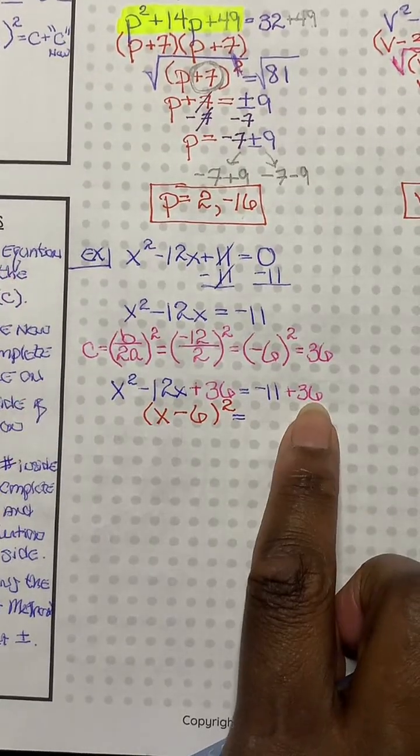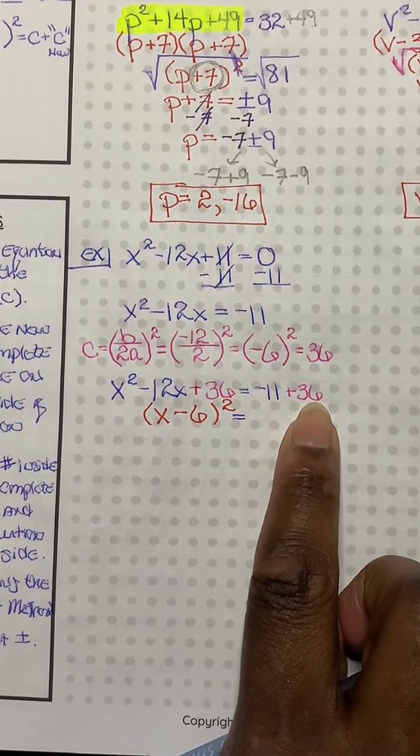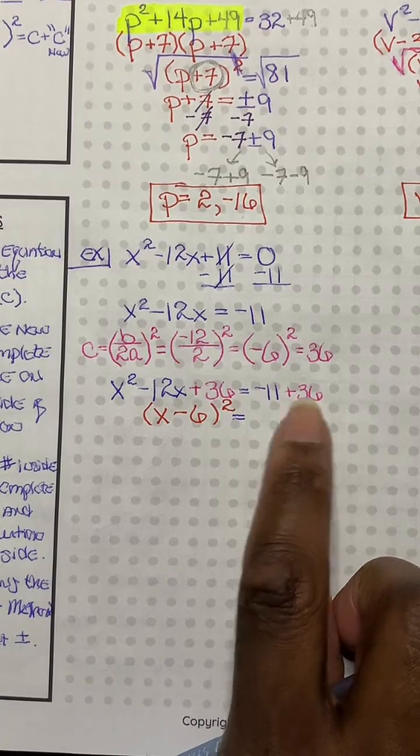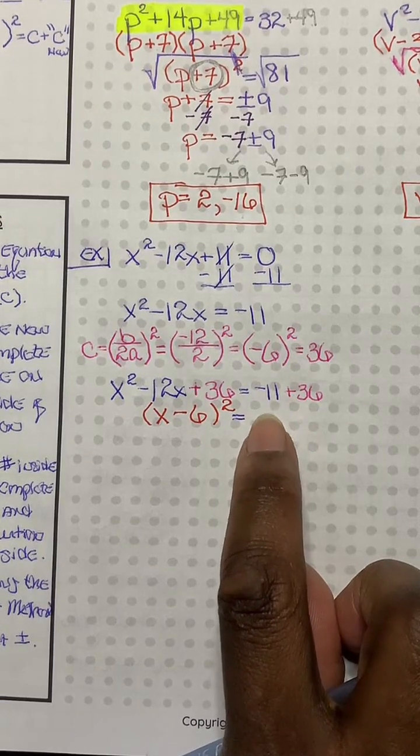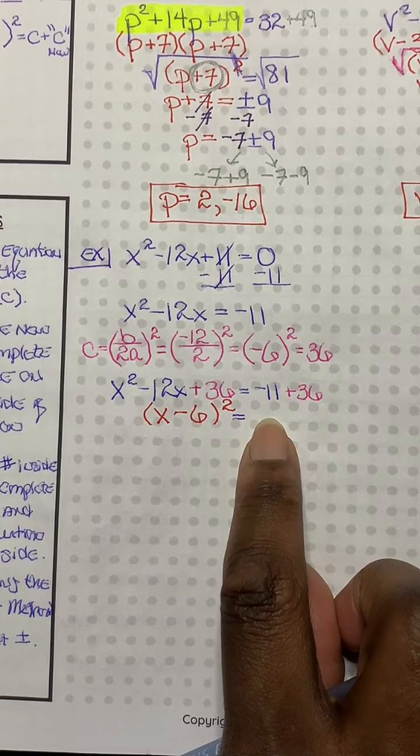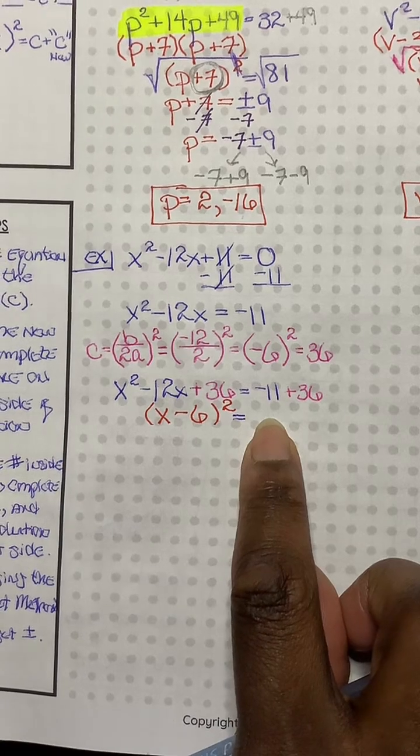negative 11 plus 36. What do we get for an answer there? What's going on the other side of the equal sign? We got 25.